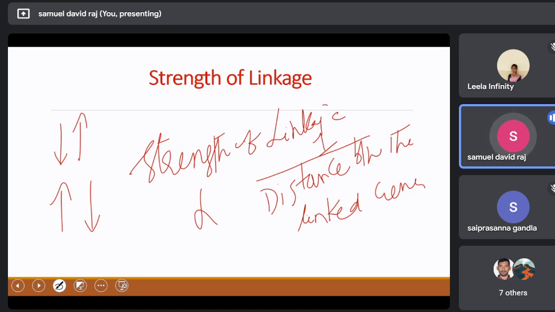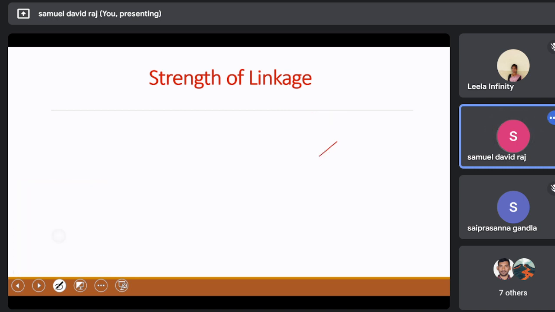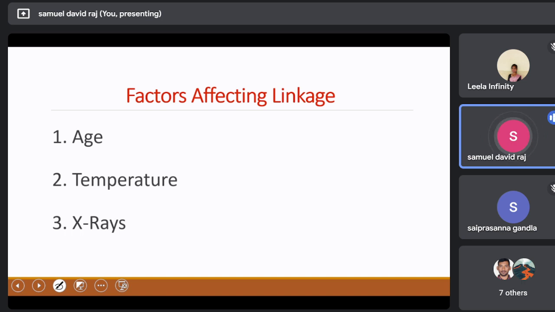That means when the distance increases, the strength decreases due to crossing over. When the distance decreases, as there is no crossing over, the strength between the linked genes is more. This you have to remember. It is not directly proportional, it is inversely proportional. Hope you have understood.